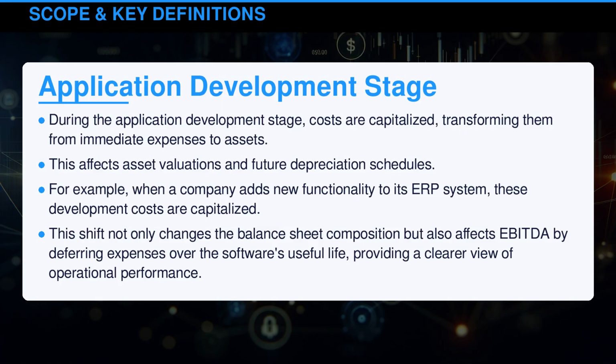During the application development stage, costs are capitalized, transforming them from immediate expenses to assets. This affects asset valuations and future depreciation schedules. For example, when a company adds new functionality to its ERP system, these development costs are capitalized. This shift not only changes the balance sheet composition, but also affects EBITDA by deferring expenses over the software's useful life, providing a clearer view of operational performance.